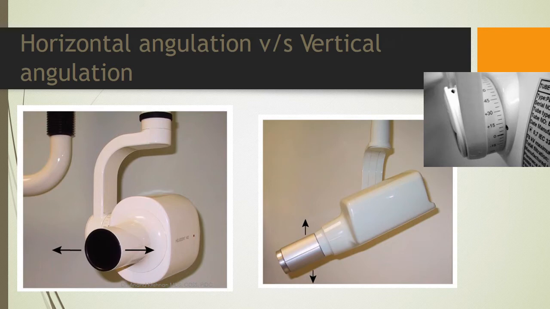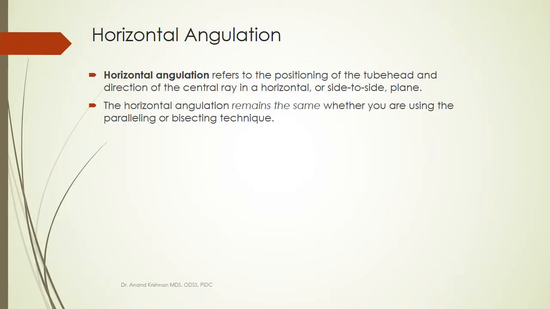When you move it from left to right, it's called the horizontal angulation, and when you move it up and down, it is called the vertical angulation. Now the vertical angulation is graduated, which you can see in the right hand top corner. So you have a positive vertical angulation, and you also have a negative vertical angulation. Whereas for horizontal angulation, there is neither positive nor negative. It is just horizontal angulation. In vertical angulation, when you raise the tube head upward, it is negative angulation. When you move it downward, it is positive angulation.